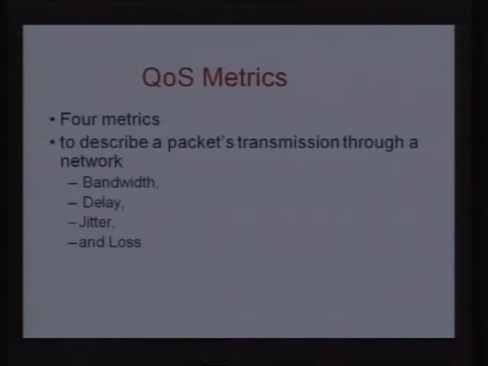Now, what are the different metrics or parameters which define the quality of service? There are 4 different metrics, 4 different parameters, which are used to describe a packet's transmission. The first is bandwidth. What is the bandwidth which is available to a packet when it is moving from the source to the destination?